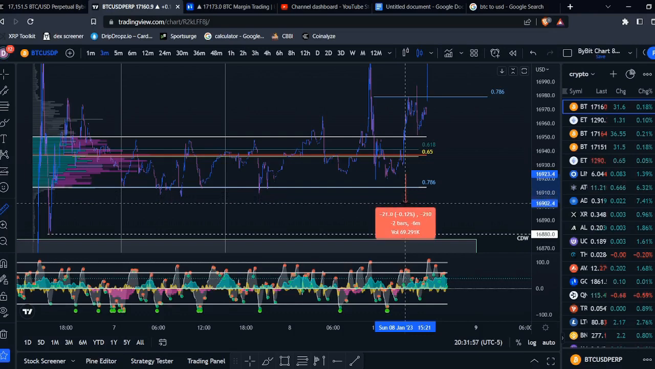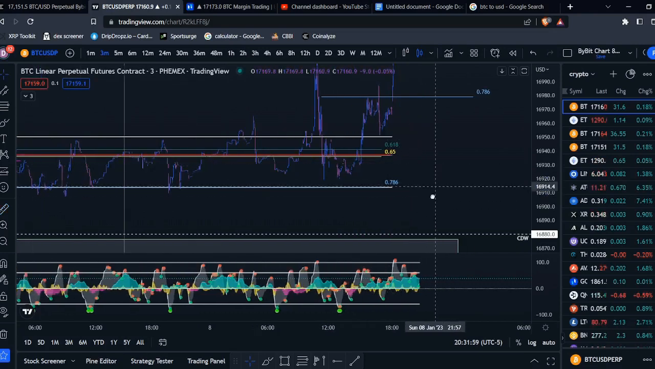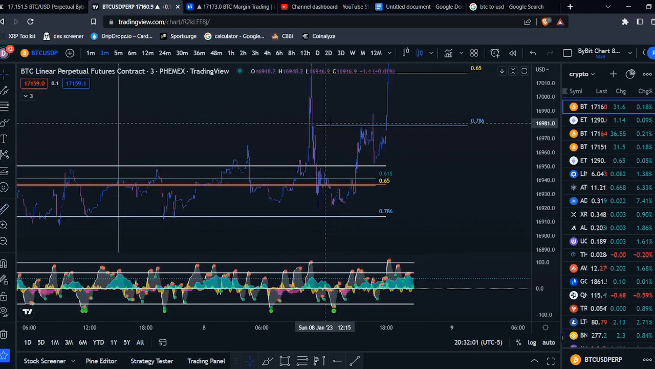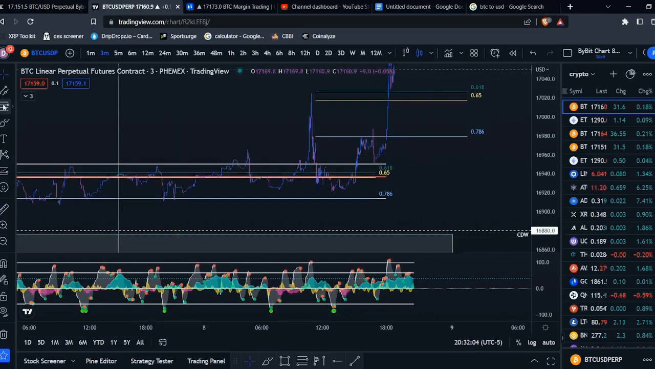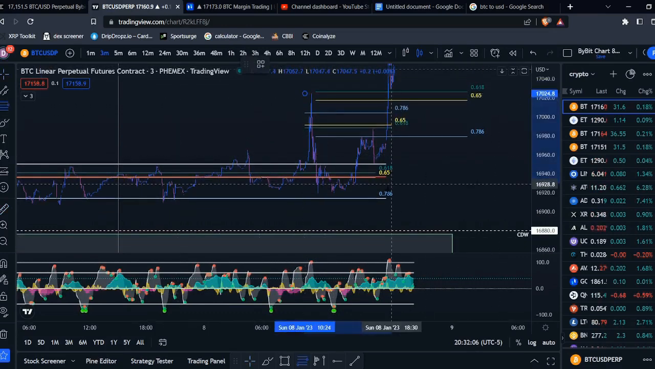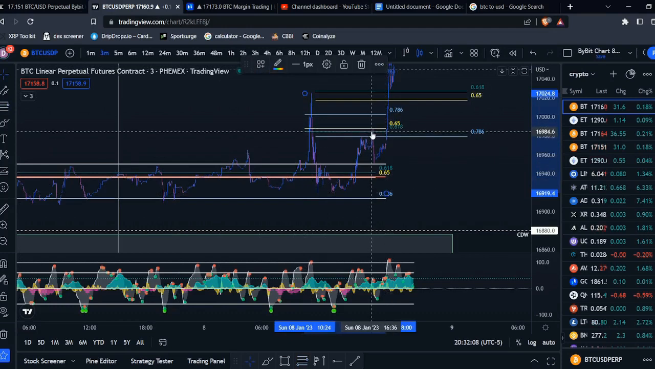So my stop loss was at like a 0.12%. And I was basically targeting the golden pocket of this local move here. This golden pocket coming in up here. I took a good amount of this trade out.